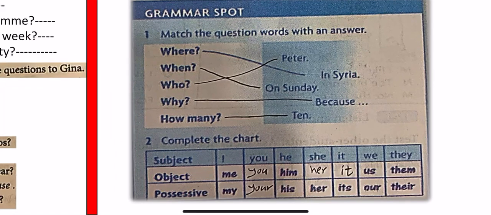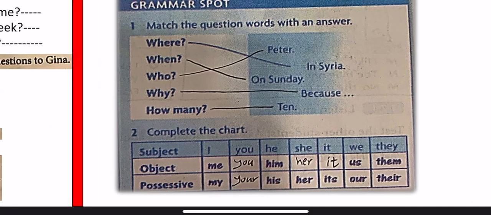شوف match the question word with an answer. هنا grammar spot يعني شلون ينبهنا على أشياء. Where asking about a place, so we will say in Syria. This is the answer of where. While when asking about time, so its answer on Sunday. Who asking about person, so we will choose Peter. Why asking about reason, purpose, so we use because. How many asking about number or countable noun, so we will choose 10.